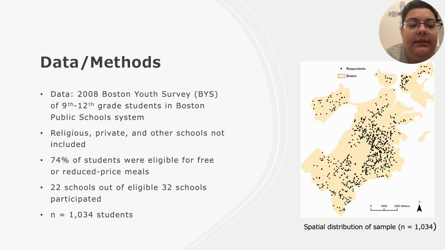So, a little bit of information about the data and methods. This survey consisted of 9th through 12th grade students within the Boston Public School system, taken from a 2008 Boston Youth Survey. This survey excludes religious, private, and other school types. It consisted of 1,034 students.